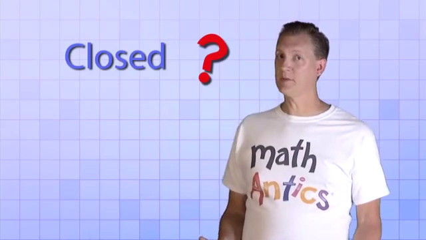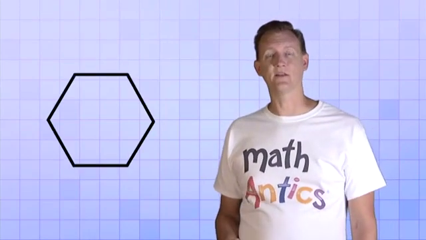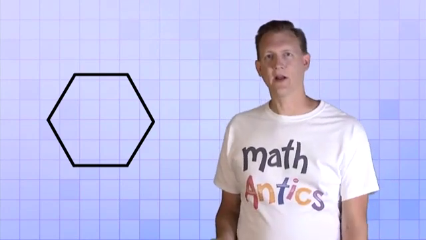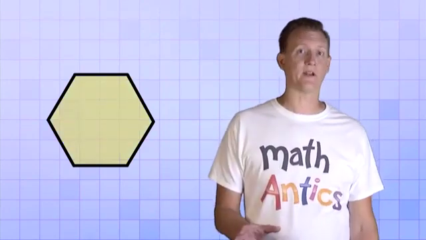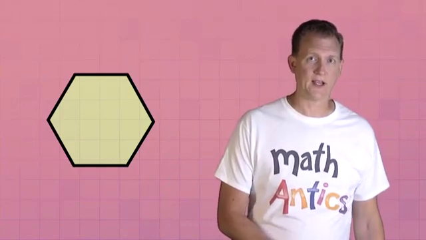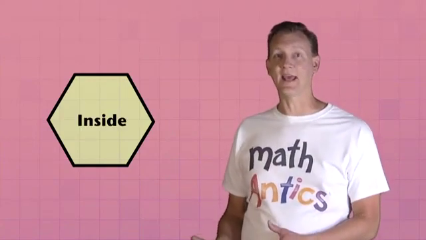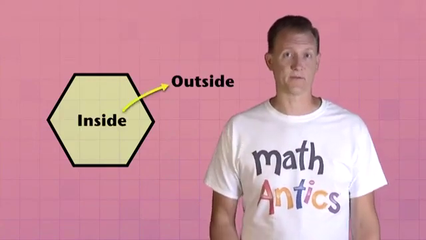The next thing we need to know about polygons is that they're closed shapes. Now, what does it mean for a shape to be closed, you ask? Well, it means that the sides are connected so that there are no gaps. The area inside the shape is separated from the area outside the shape, and there's no way to get from the inside to the outside without crossing a line.